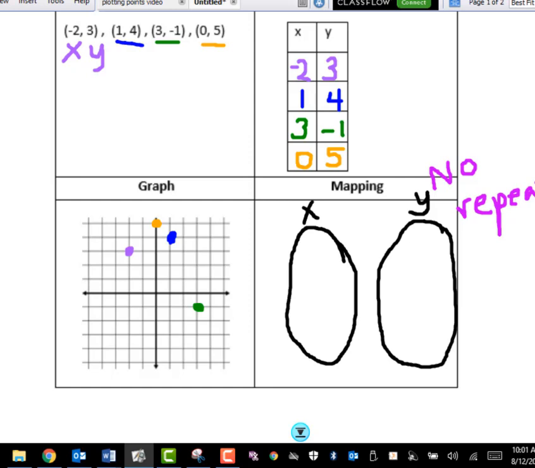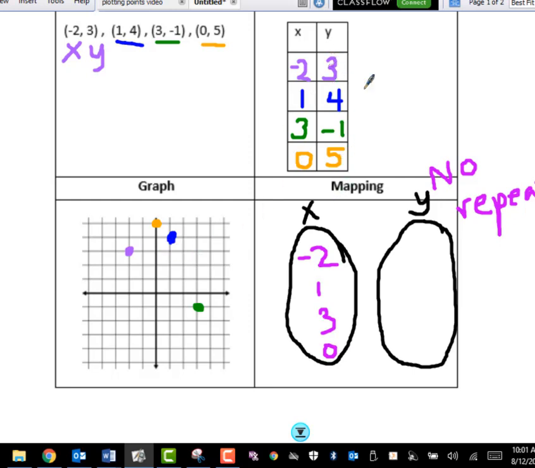Okay, so here we go. We're going to write all the X numbers in the X bubble. Do any of them repeat? That means are any of them the same number multiple times? So I see -2, a 1, a 3, a 0. These are all different numbers, so I'm going to write all of them in the bubbles. I'm going to put -2, 1, 3, and 0. Great.